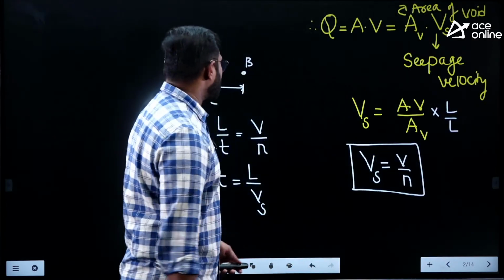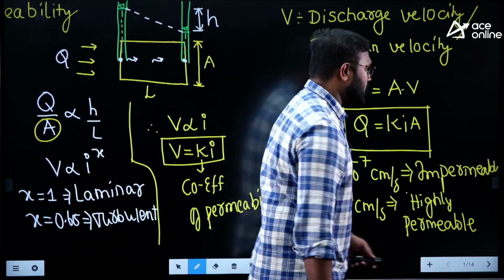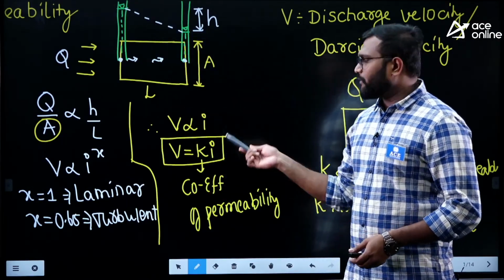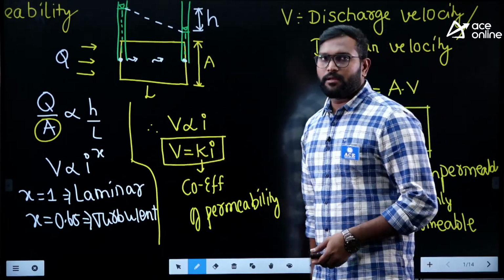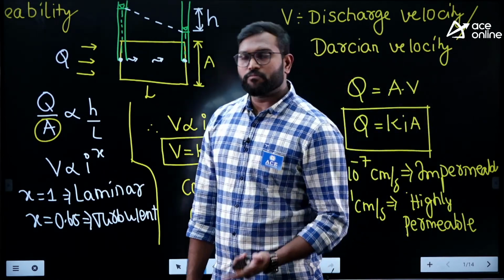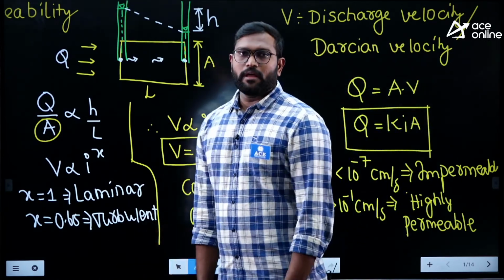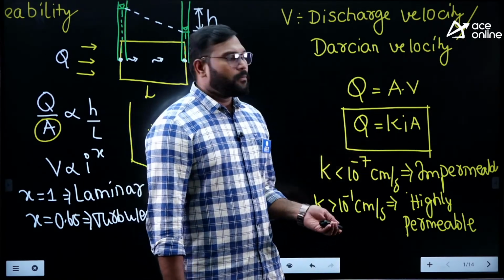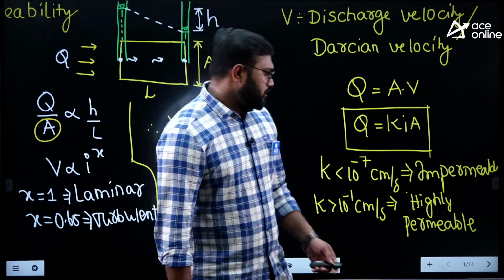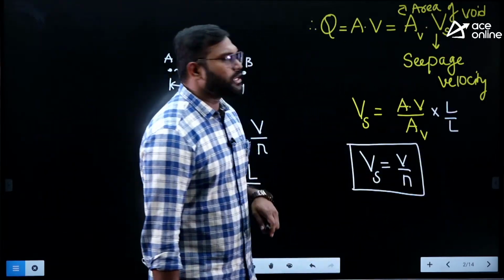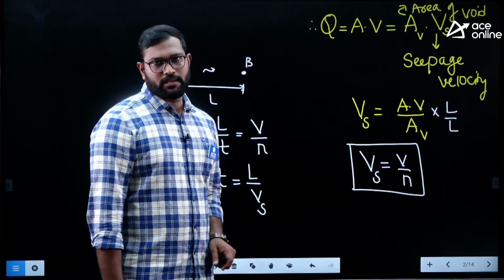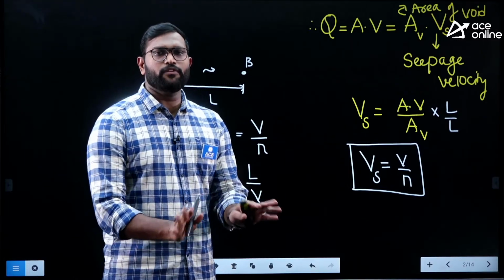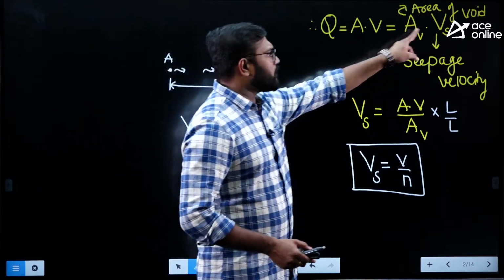First we discussed Darcy's law. As per Darcy's law, V is directly proportional to i to the power x, where x is equal to 1 for laminar flow. As we are discussing laminar flow, we take V is equal to ki, and then we find out how to find the seepage flow rate, Q equals kiA. But we got to know that this velocity is not the true velocity. The true velocity is the seepage velocity. But we don't need to worry about which velocity to use in finding the flow rate. You can use either V or Vs.